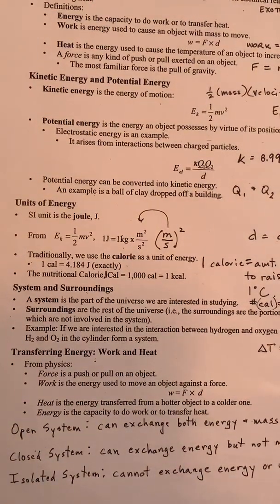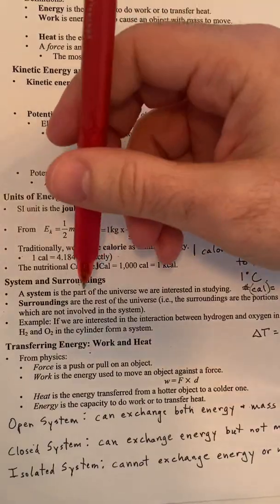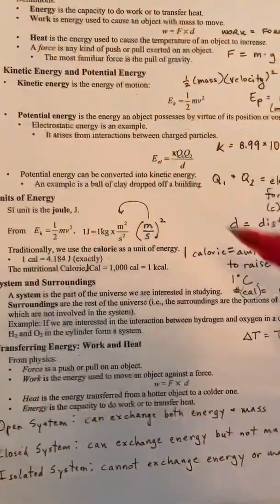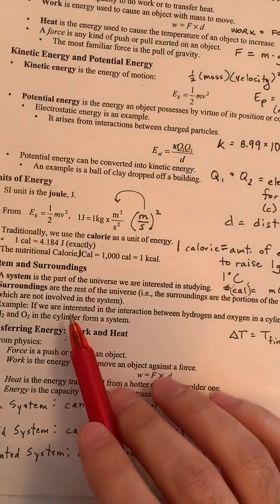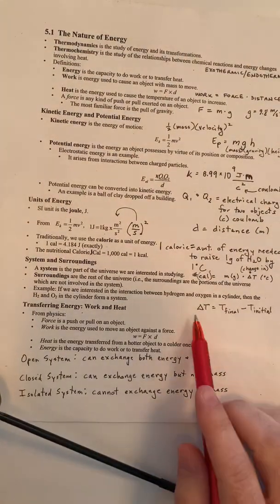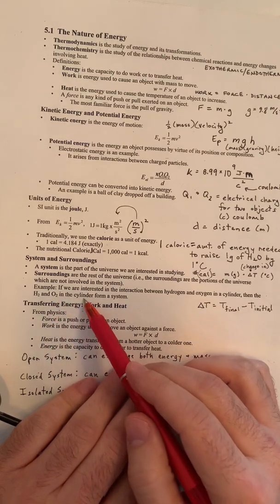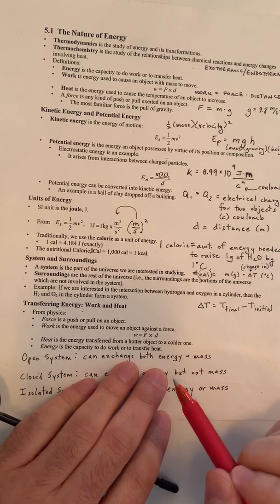Okay, moving on. System and surroundings. A system is part of the universe we are interested in studying. The surroundings are the rest of the universe, everything else. For example, if we are interested in the interaction between hydrogen and oxygen in a cylinder, then the hydrogen and the oxygen in the cylinder form the system, and everything else around it would be the surroundings.